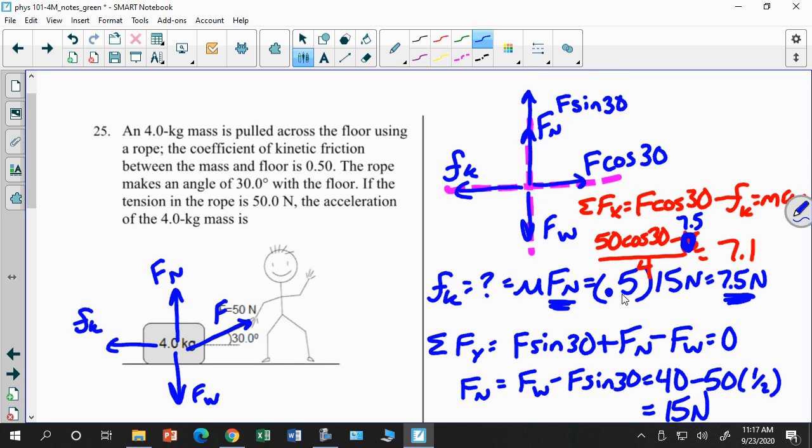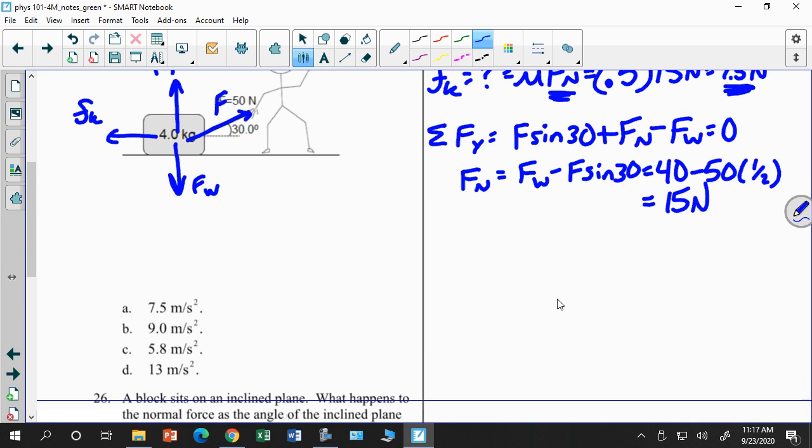All right. So it's not going to be 7.1. 15, goodness, Michael, minus 7.5. I get 8.9 or 9. I get 9. Is that right? Yeah, B.